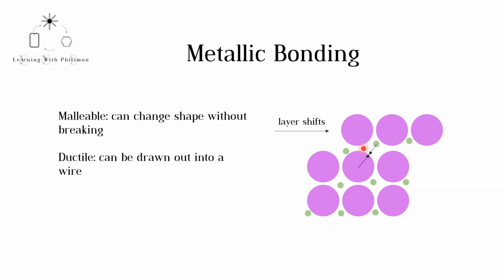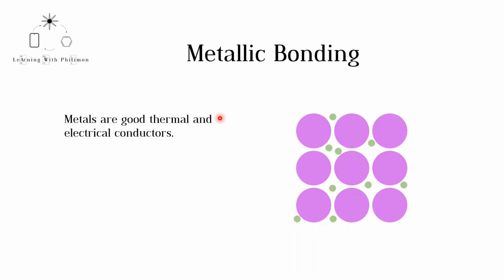Metals are also ductile, which means they can be drawn out into a wire. Copper is often made into wires to be used in electrical devices. We will discuss this further in the next slide. Metals are good thermal and electrical conductors.